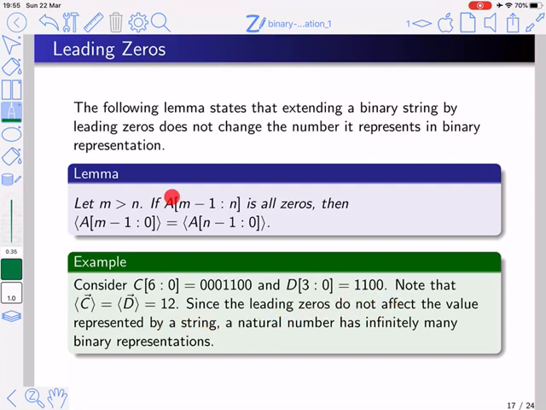And this is exactly what the lemma states. It says if m is greater than n, and the bits of A in positions n to m minus 1 are all zeros, then the number represented in binary representation by the string A from position m minus 1 to position 0 equals the number represented by the string A from position n minus 1 to position 0 in binary representation. Let's prove this claim.